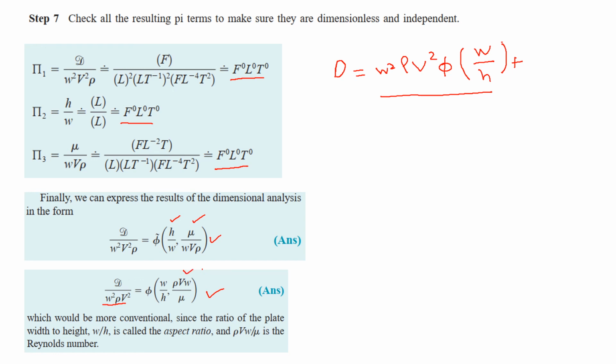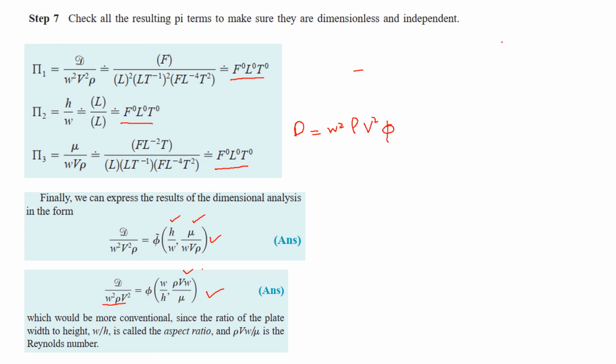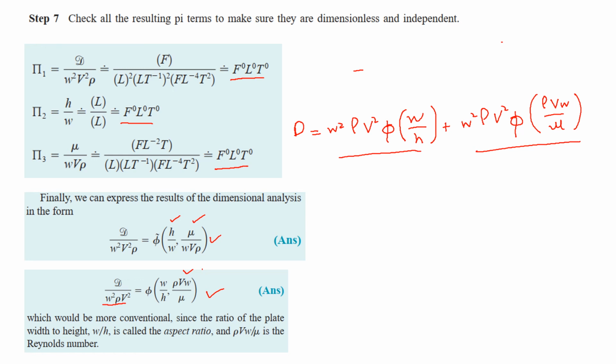So we will write this a little more cleanly, so we can write this equation in a single line. The drag force is equal to W square, density, velocity square, then the constant and the aspect ratio, plus this term again: width square, density, velocity square, constant, and our Reynolds number, that is rho V W over mu. So this is how we are going to compute our drag force from these different independent variables.